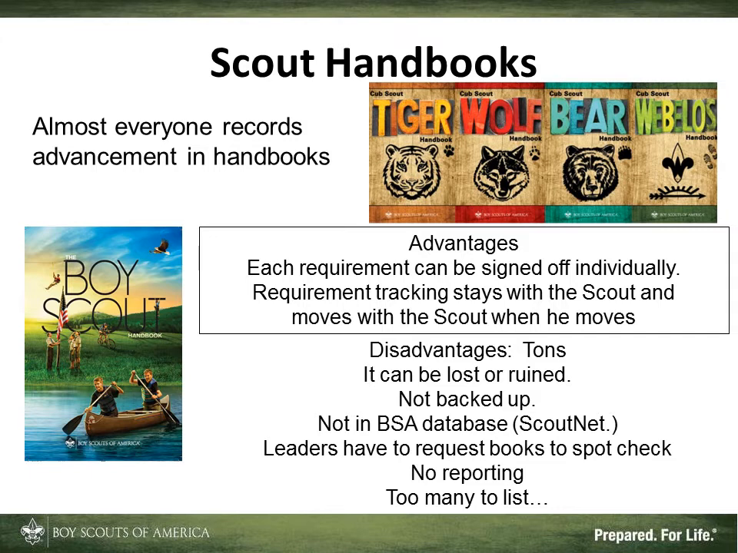And that's why units have started to go to electronic systems. But let's just talk about the disadvantages. It's not in the BSA database, so you have to get that information in at least when he gets rank, and when he gets special awards, and when he's a Boy Scout, he gets merit badges. You have to get that information into the official BSA database somehow. If a leader wants to look at a book, he has to ask the boy to bring the book by so that he can look at it, to do spot checks and things like that. And there's no automatic reporting, obviously, coming out of the book. There are a lot of disadvantages. There are more disadvantages that you could probably think of if all that you're doing is tracking your advancement in the Boy Scout Handbook.